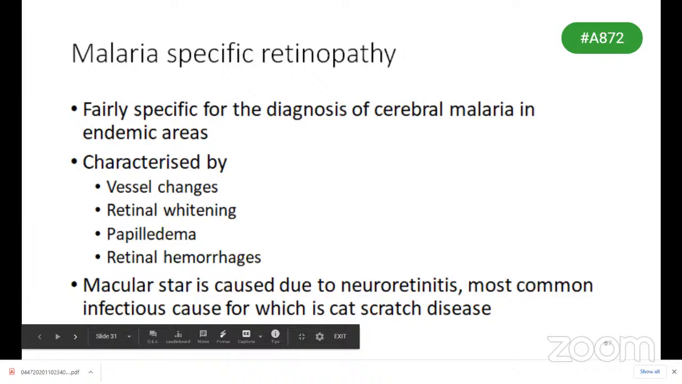It is seen in neuroretinitis, and multiple conditions can cause neuroretinitis. One of the conditions which can cause this is cat scratch disease, which is a different disease altogether from malaria.